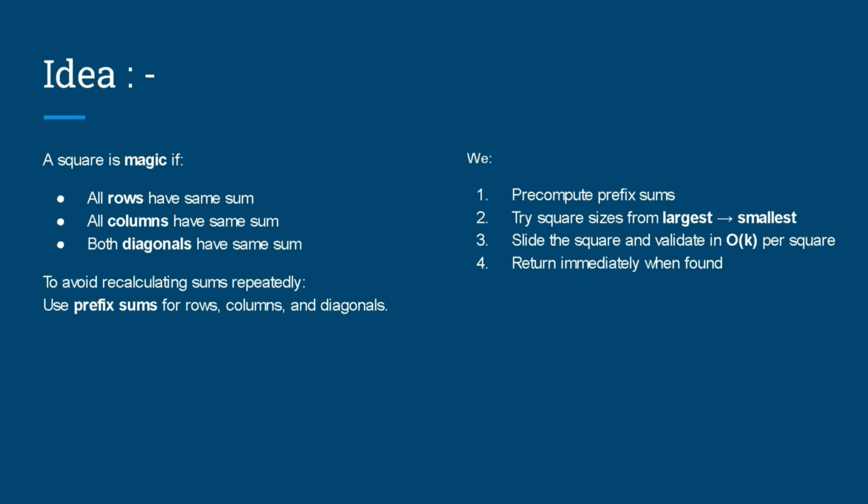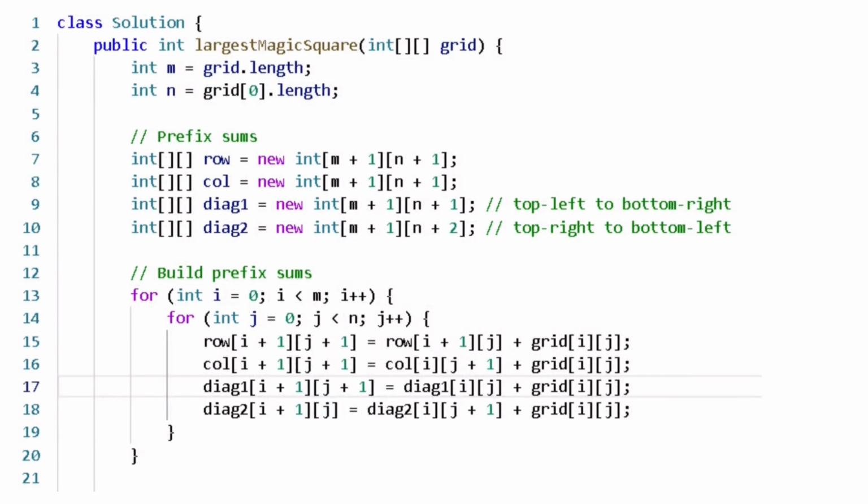So the idea is that a square is magic if the rows, columns, and diagonals have the same sum. We try to avoid recomputing repeatedly, so we use prefix sums for the rows, columns, and diagonals. We'll build the prefix sums and try square sizes from the largest to the smallest, then select a square, check it in O of k per square, and return it immediately.